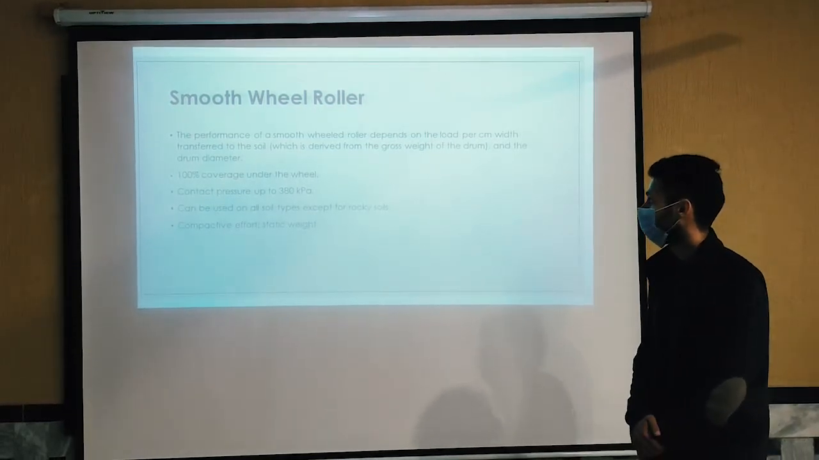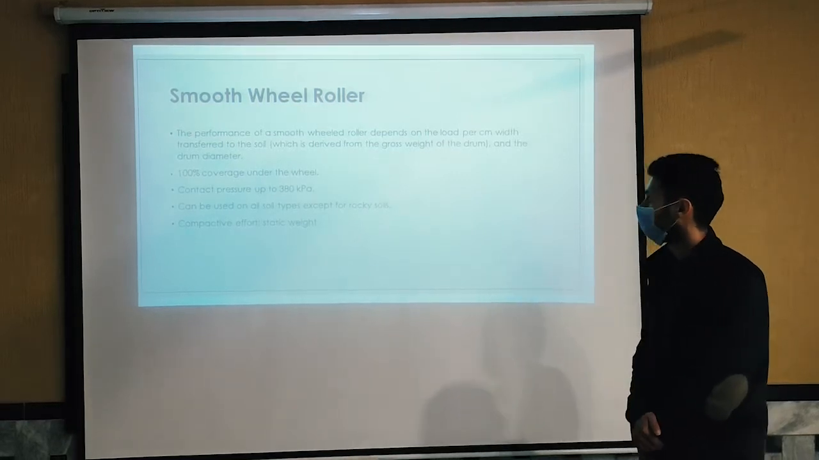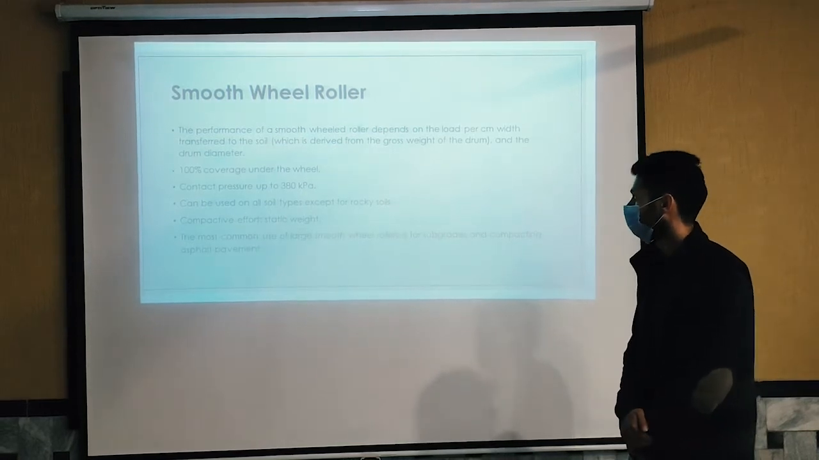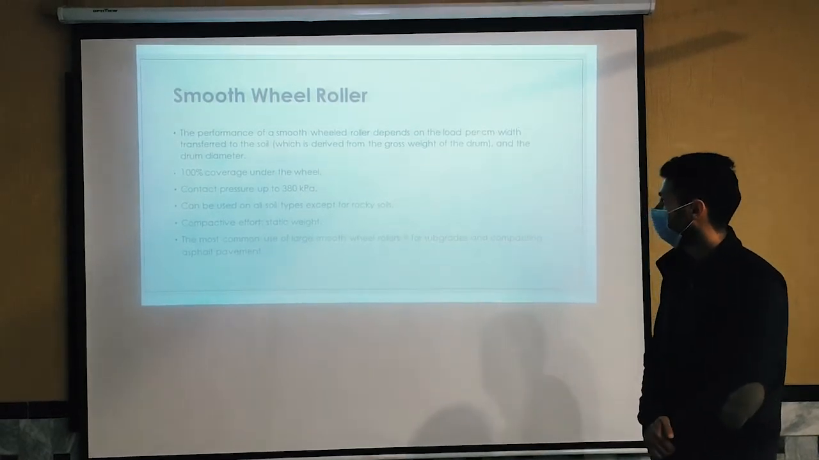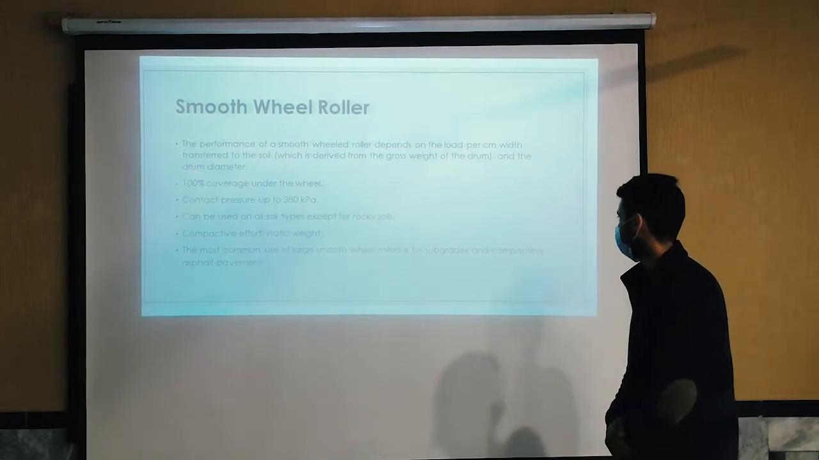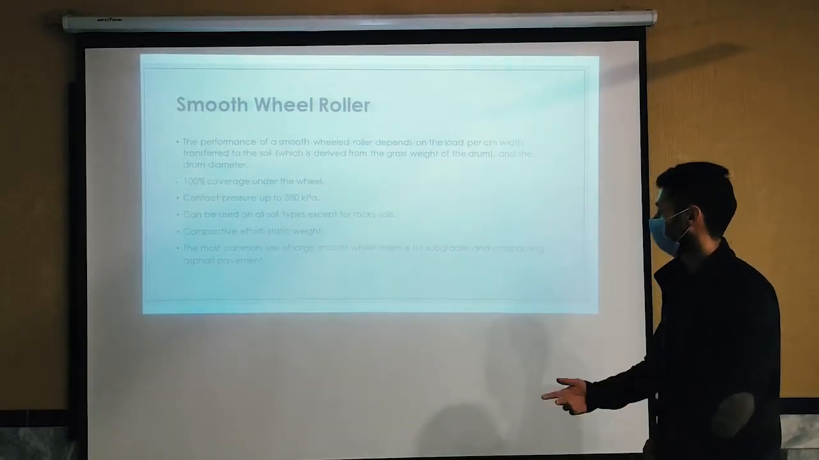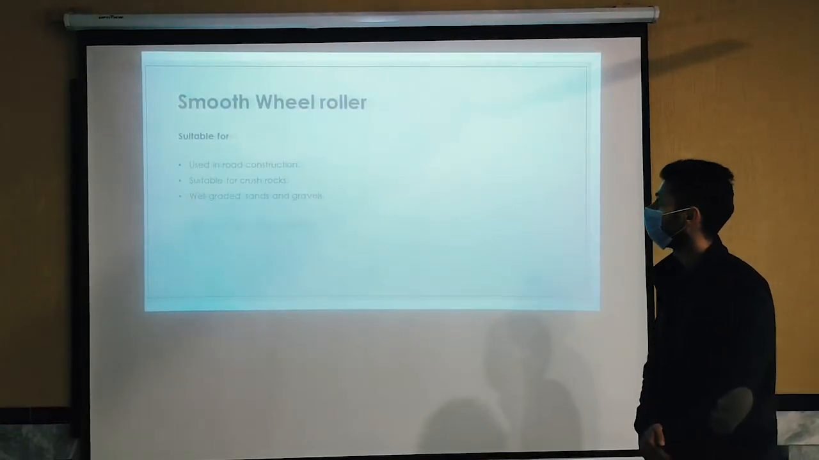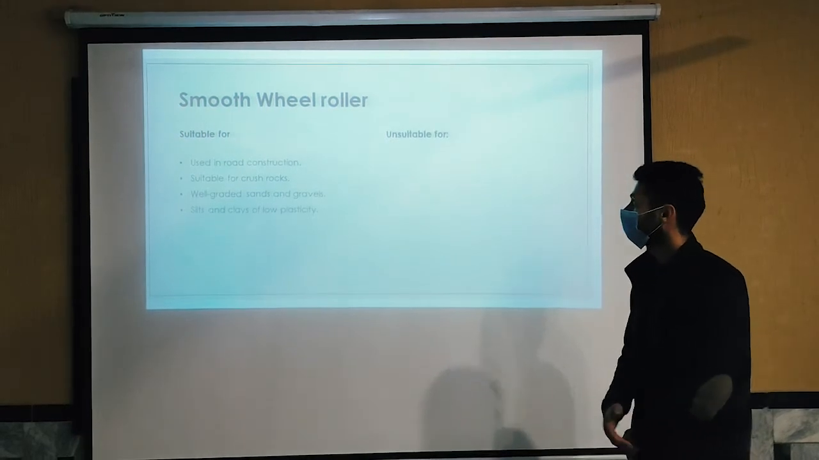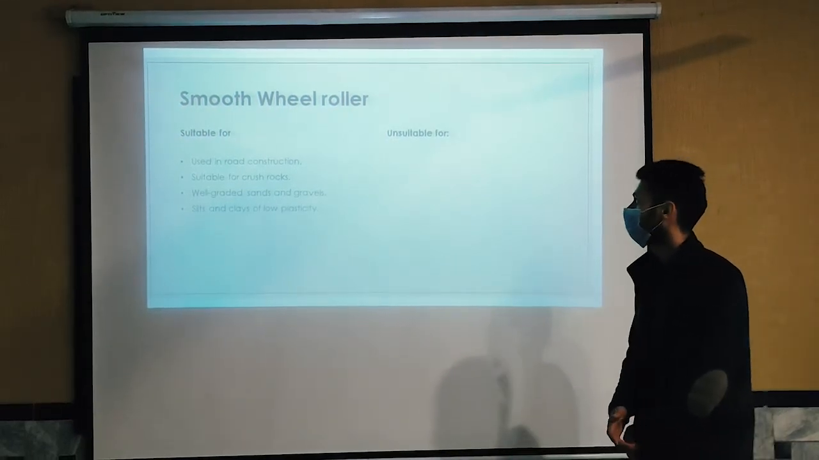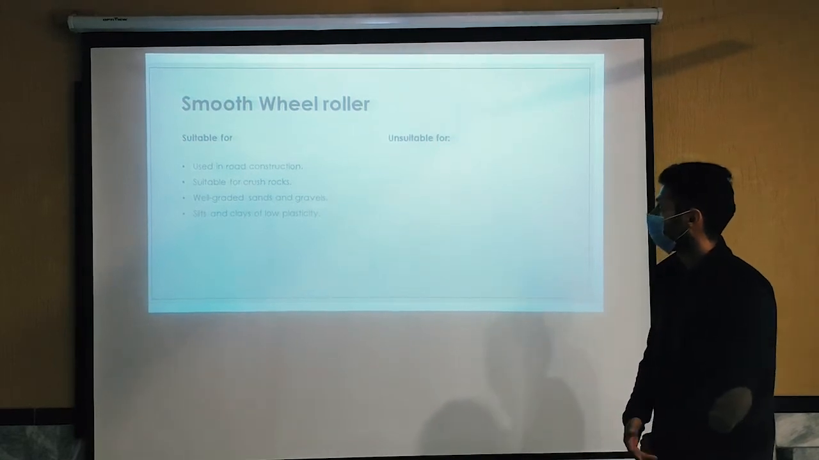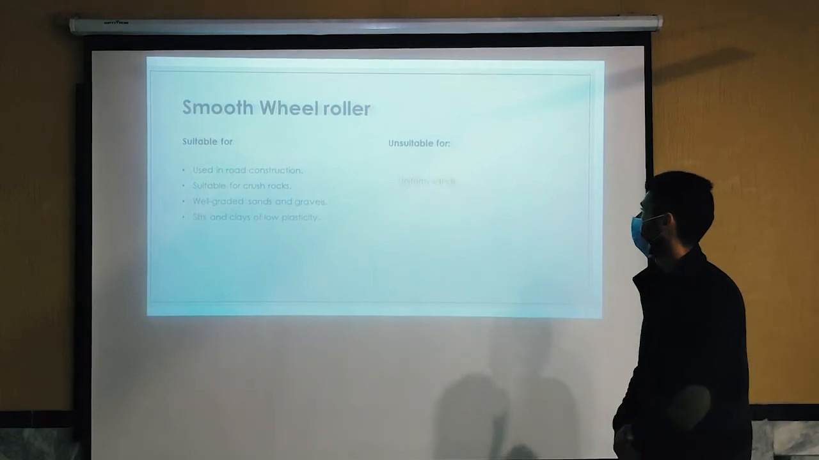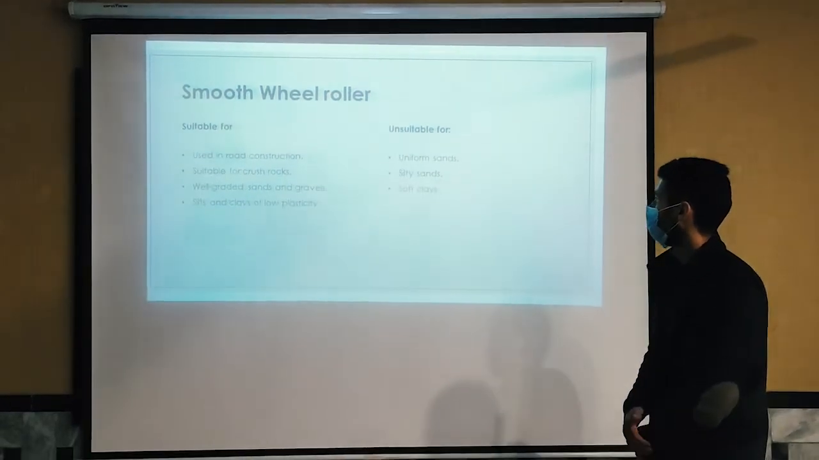It can be used on all soil types except for rocky soils. The compacting effort is static weight. The most common use of a large smooth wheel roller is for subgrades and compacting asphalt paving. It is the most common type of roller and is used in road construction. It is suitable for well-graded sand and gravels, silts and clays. It is unsuitable for uniform sand, silty sand and soft clays.